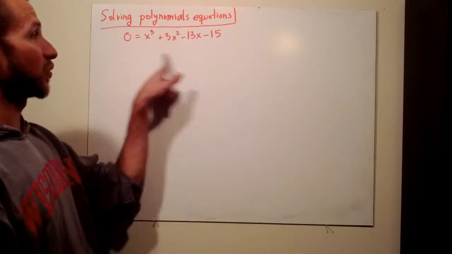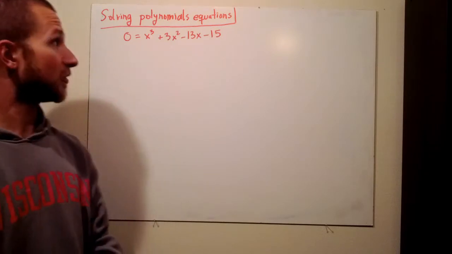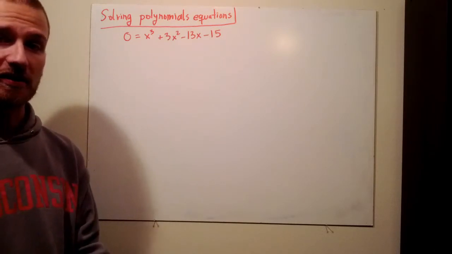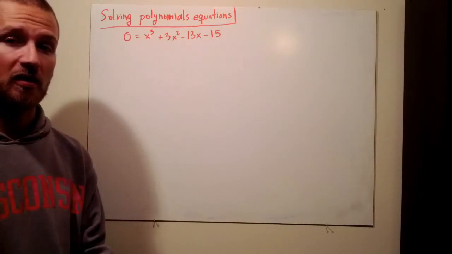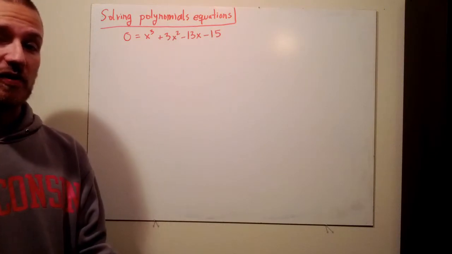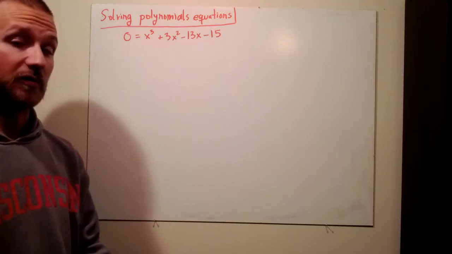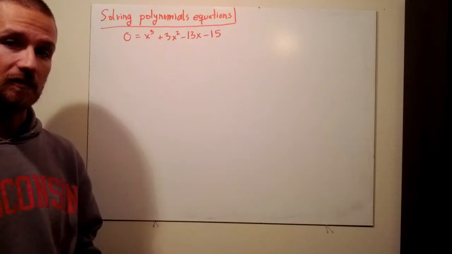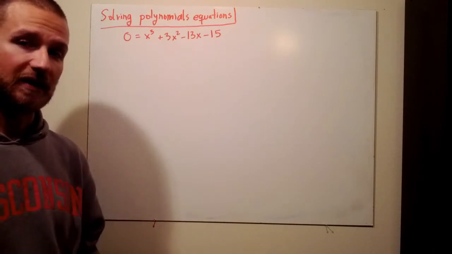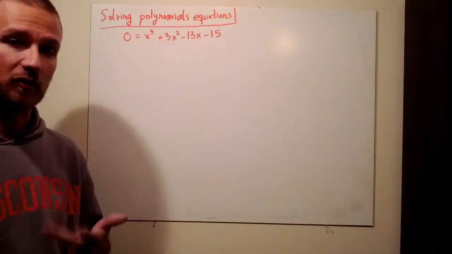So when I look at this first one, I'll get 0 is equal to x cubed plus 3x squared minus 13x minus 15. Now I'm going to think about the three different methods we have for factoring. We've talked about using polynomial long division. We've talked about quadratic nature. We've talked about factoring by grouping.